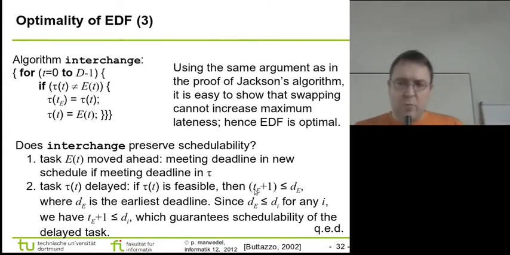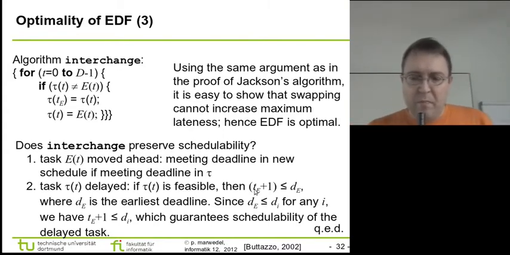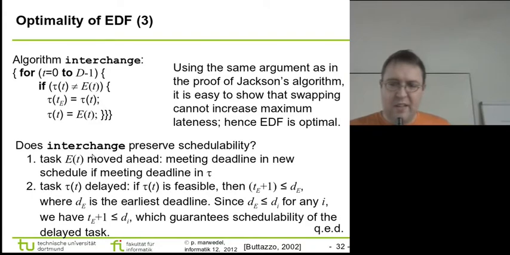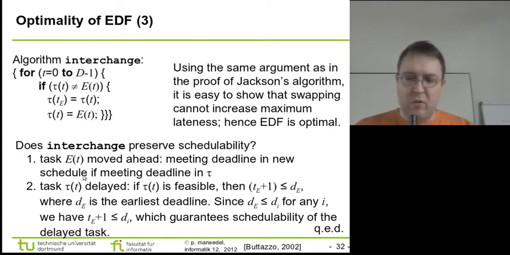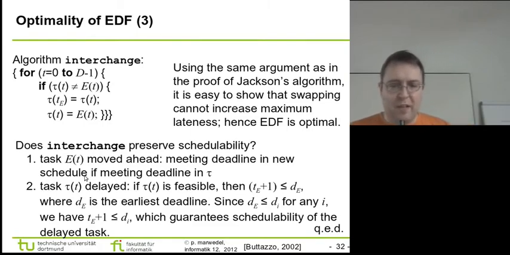Now, does interchange preserve schedulability? On the one hand, we consider the case that the task with the earliest deadline is moved ahead. If we have been able to keep the deadline in the original schedule, we can ensure to meet the deadline in that new schedule already, because we already kept the deadline before.